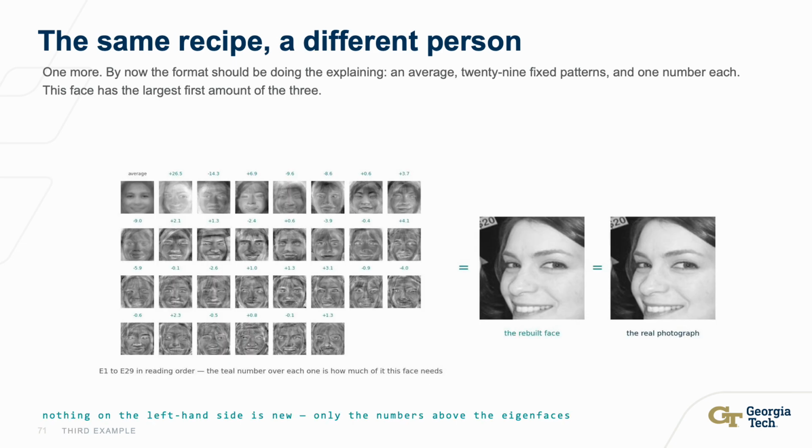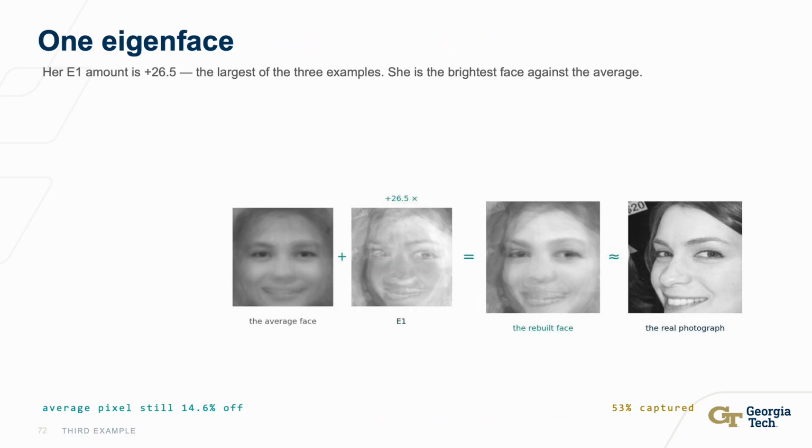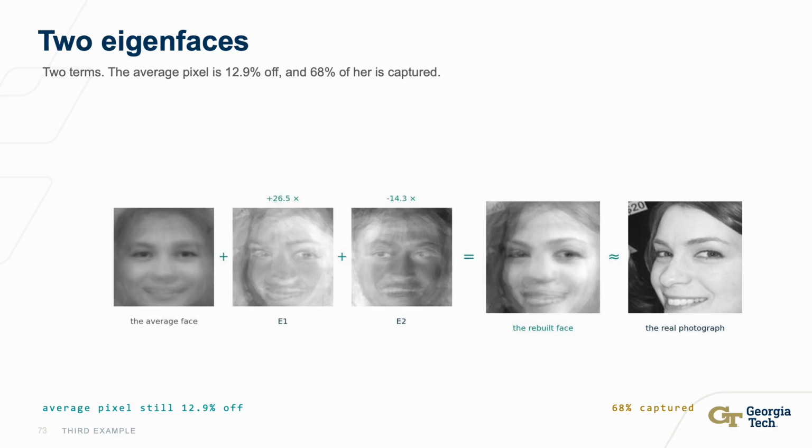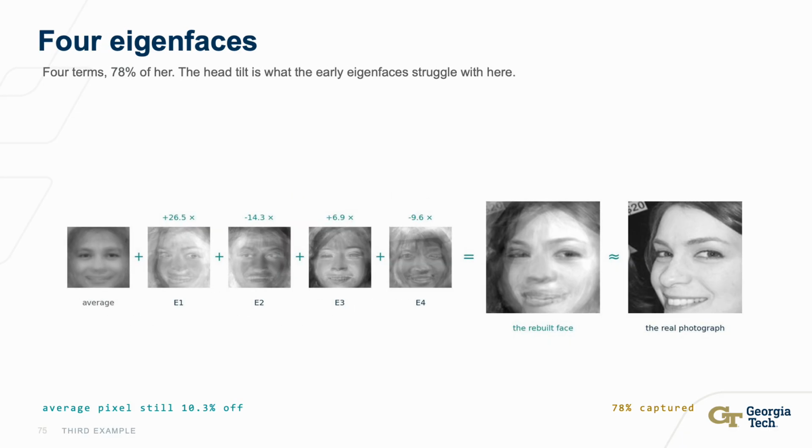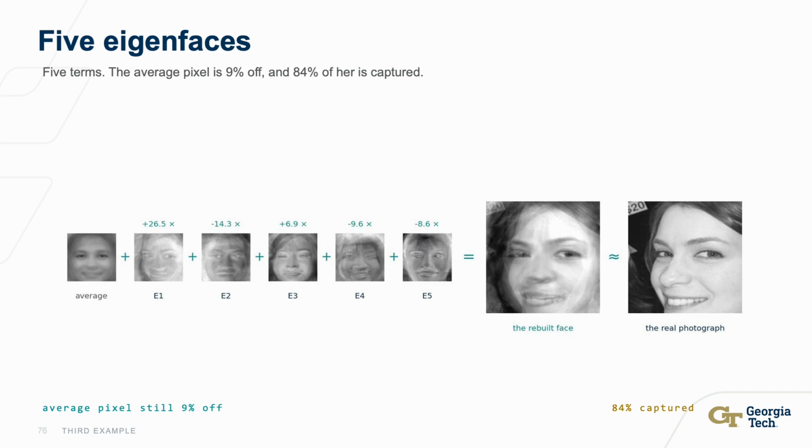One more, and by now the format should be doing the explaining for me. An average, 29 fixed patterns and one number each. This face has the largest first amount of 3 examples. Watch how far one eigenface gets us. Plus 26.5 of E1, the largest of 3. 2, 68%, 3, 71, 4, 78%. The head tilt is what the early eigenfaces struggle with on this one.